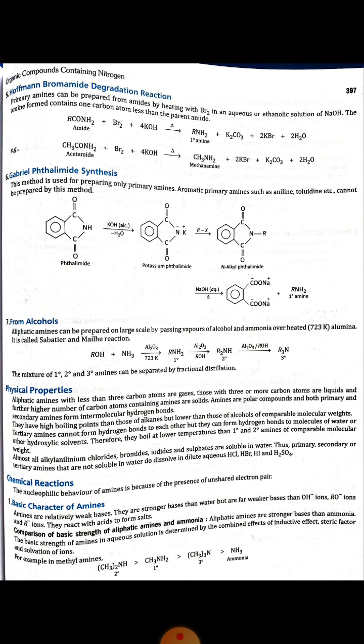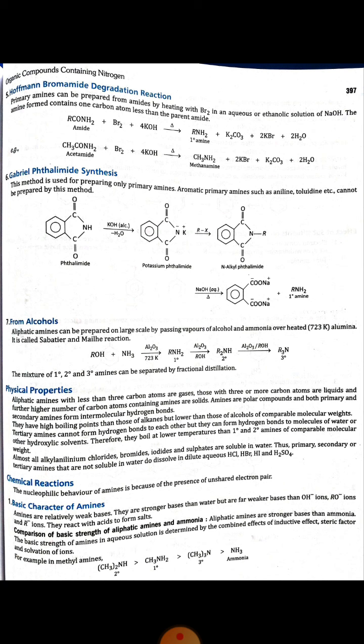Okay, next we have the Gabriel phthalimide synthesis. Phthalimide, in the presence of alcoholic KOH, forms potassium phthalimide. When it reacts with RX, that is an alkyl halide, there is a formation of N-alkyl phthalimide. Again, when it reacts with aqueous NaOH, there is a formation of the sodium salt of phthalic acid plus a primary amine.